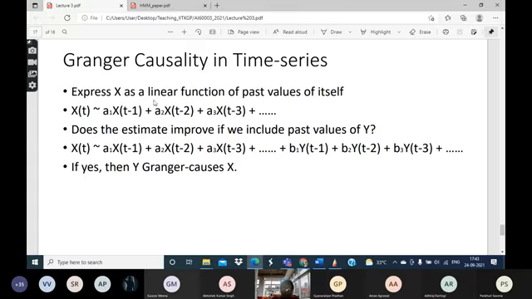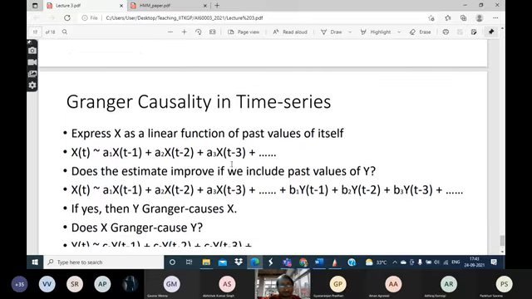On the contrary, if it turns out that L1 is lower than L2, that is this model fits better than this model, then sorry, that cannot happen, because this model is a special case of this model. If it turns out that L1 equals L2, then it means that utilizing these terms does not have any benefit. It does not help our regression in any way. So that means we can say that y is not a Granger cause of x.